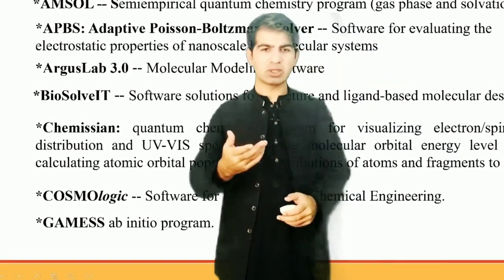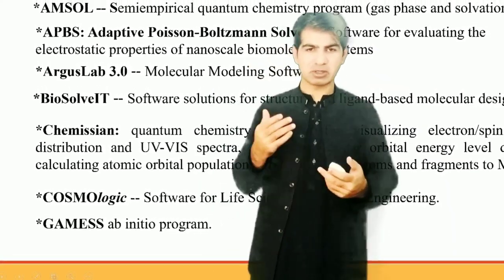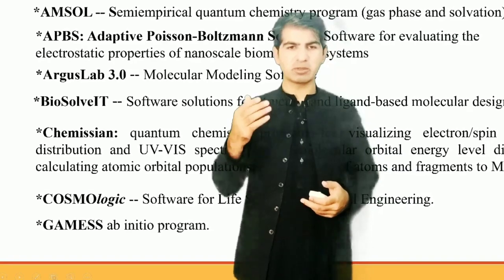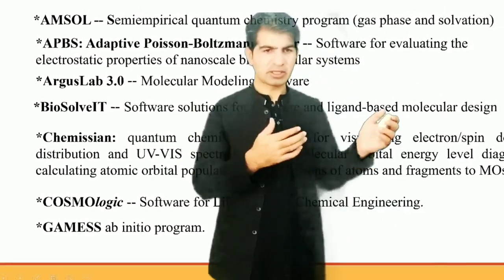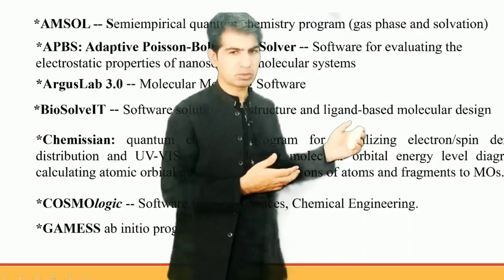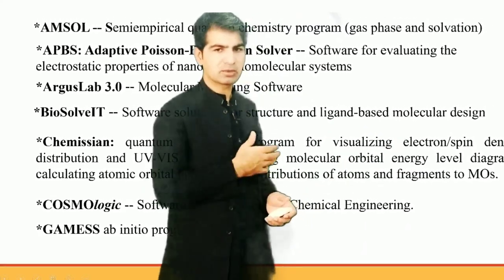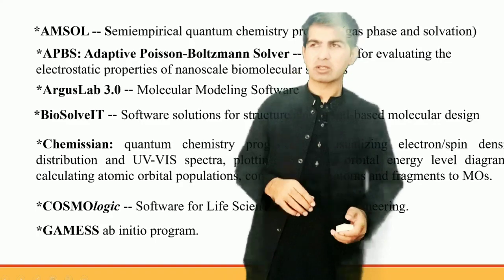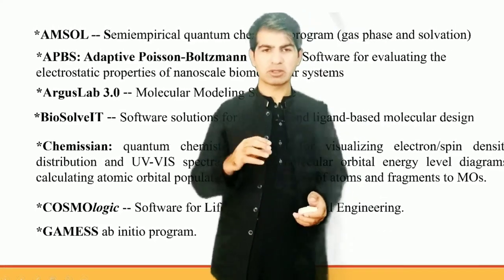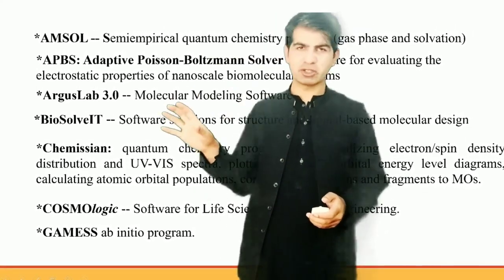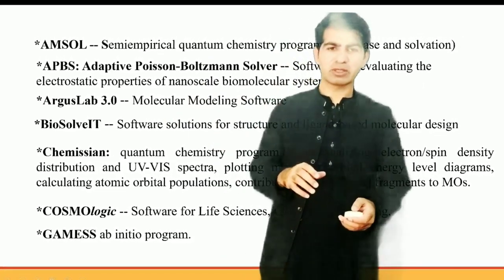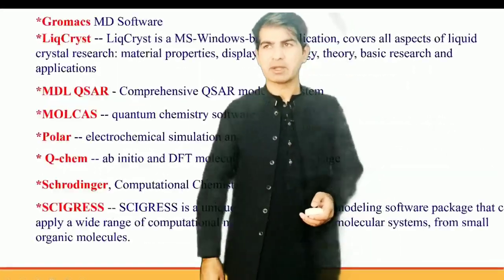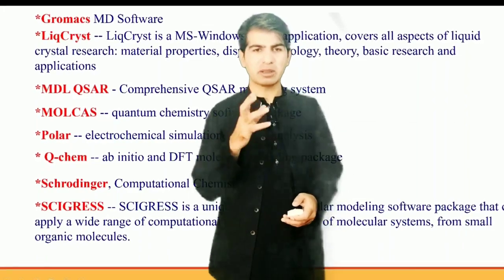Chemissian is there, which is a quantum chemistry program for visualizing electrons, spin density distribution and UV-visible spectra, plotting molecular orbital energy level diagrams and calculating atomic orbital populations, contributions of atoms and fragments to molecular orbitals. COSMOlogic is also software which life sciences and chemical engineers use. And GAMESS is also there, which is an ab initio program. GROMACS is there, which is also MD software.